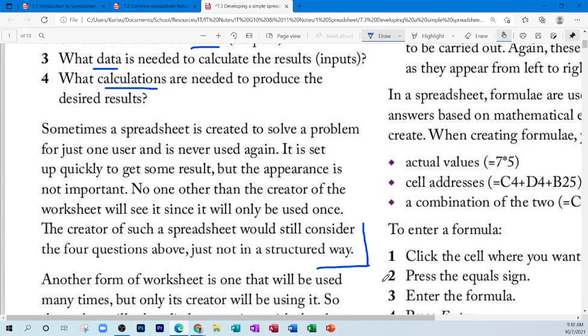Sometimes a spreadsheet is created to solve a problem for just one user and is never used again. It is set up quickly to get some result, but the appearance is not important. No one other than the creator of the worksheet will see it since it will only be used once. The creator of such a spreadsheet would still consider the four questions above, just not in a structured way.